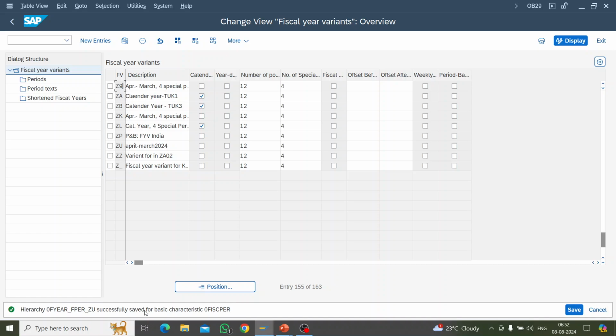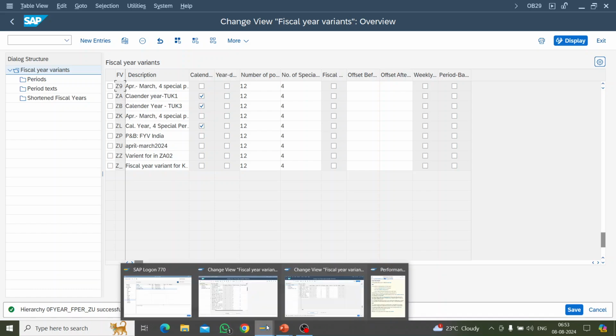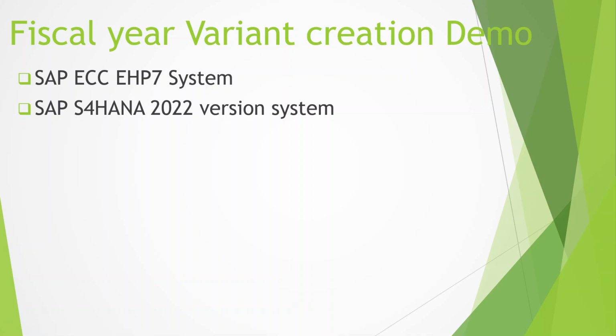See, it says fiscal year variant got saved in this particular transport request, and this is how you will create a fiscal year variant in the S4 system and save it in a TR as well. Now going back to the presentation. So this part now we have done.